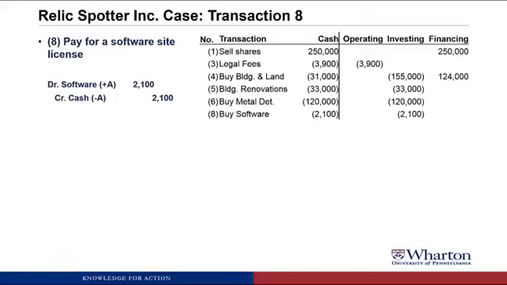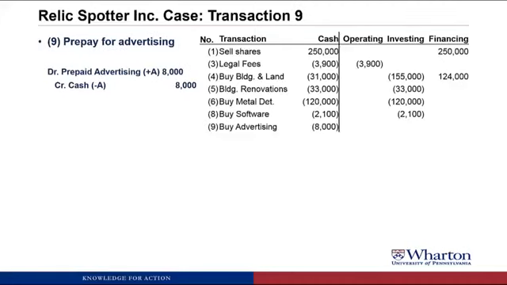And before the virtual students jump in, I'll just tell you this is like the prior two where we're investing in a long-term asset. So that's going to make it an investing activity because we're investing for more than a year. Transaction number 9. Relic Spotter paid $8,000 cash for advertising over the next year. Is that operating, investing, or financing?